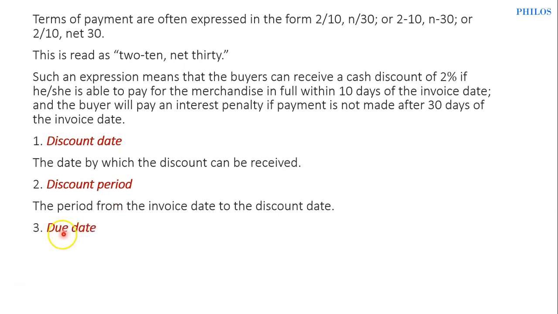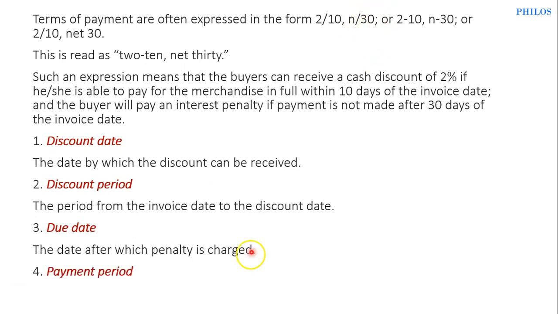And then you have the due date. The due date is the date after which penalty is charged. You see the net 30 here. After 30 days, that date is the due date. And then you have the payment period. The payment period is the period from the invoice date to the due date. Here, the discount period is from the invoice date to the discount date. But the payment period is from the invoice date to the due date. So take note of that.